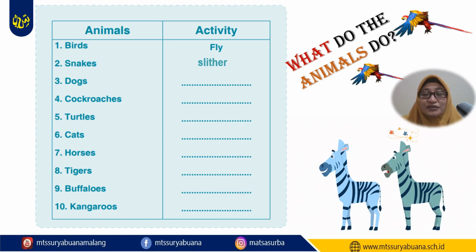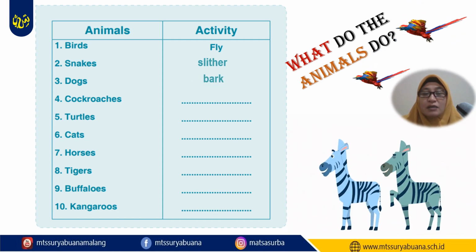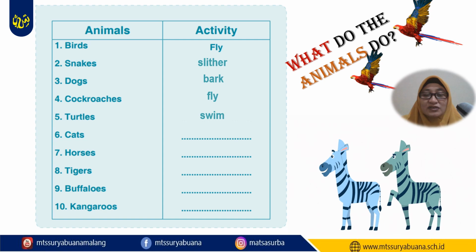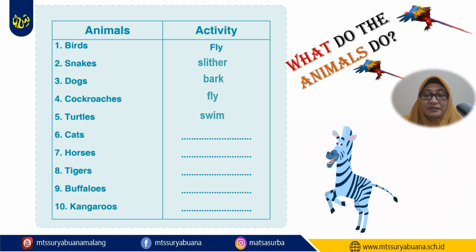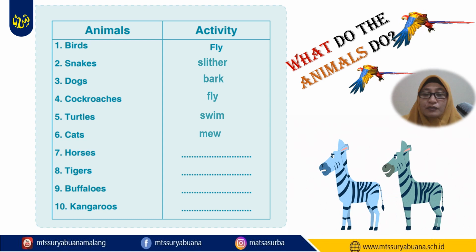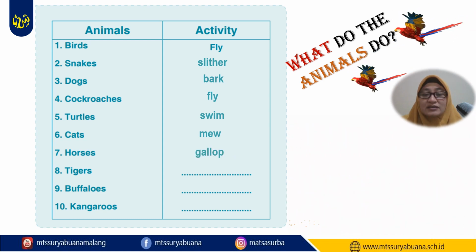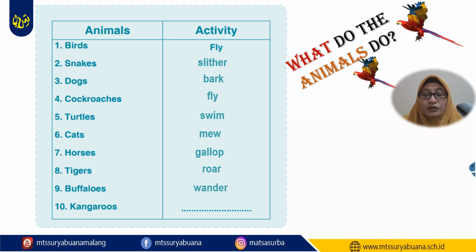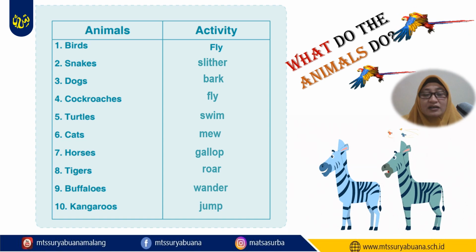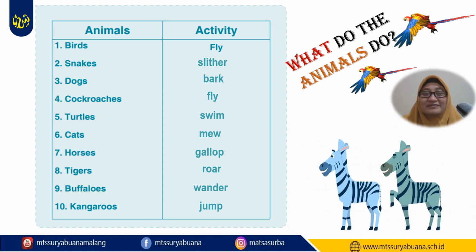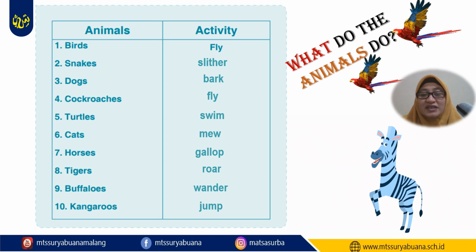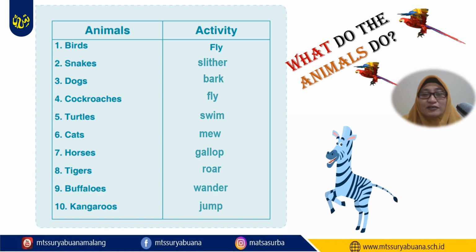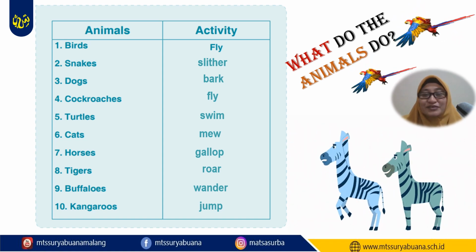Snakes slither. Dogs bark. Cockroaches fly. Turtles swim. Cats meow. Horses gallop. Tigers roar. Buffaloes wander. Kangaroos jump. So these are the activities of animals that you can use to describe animals.